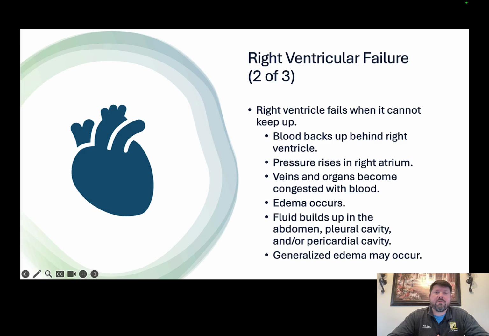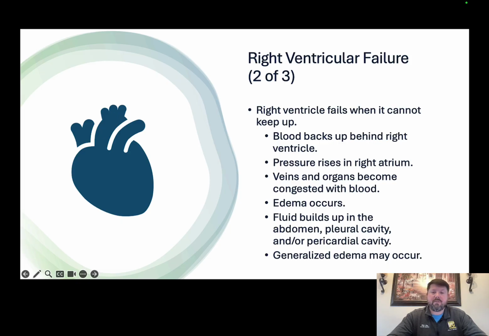So the right ventricle fails when it cannot keep up. The blood backs up behind the right ventricle, pressure rises in the right atrium, and the veins and the organs become congested with blood. Rising pressure within the veins forces serous fluid through capillary walls and into the body's tissues, producing edema. Peripheral edema is most apparent in the feet and the ankles. The serous fluid may also build up in the abdomen, so this is one of the causes of ascites, where you have a distended abdomen.